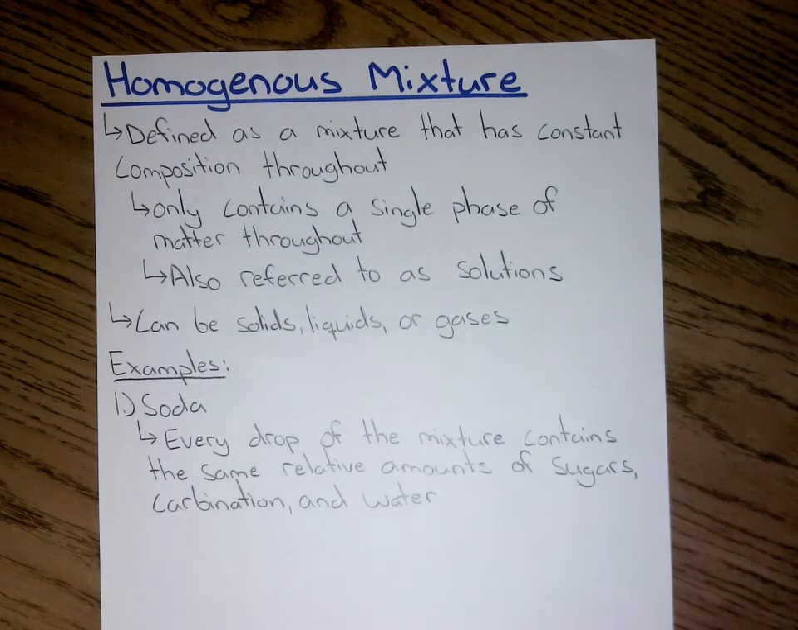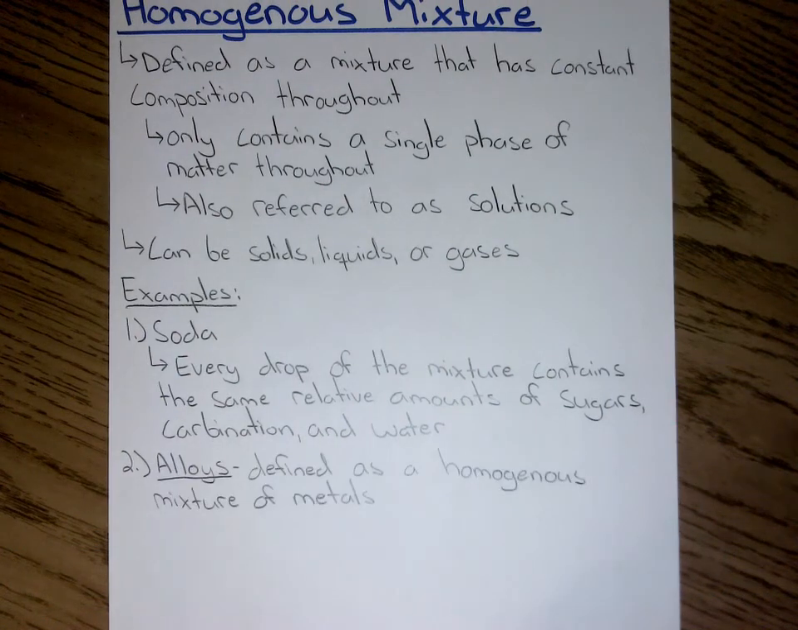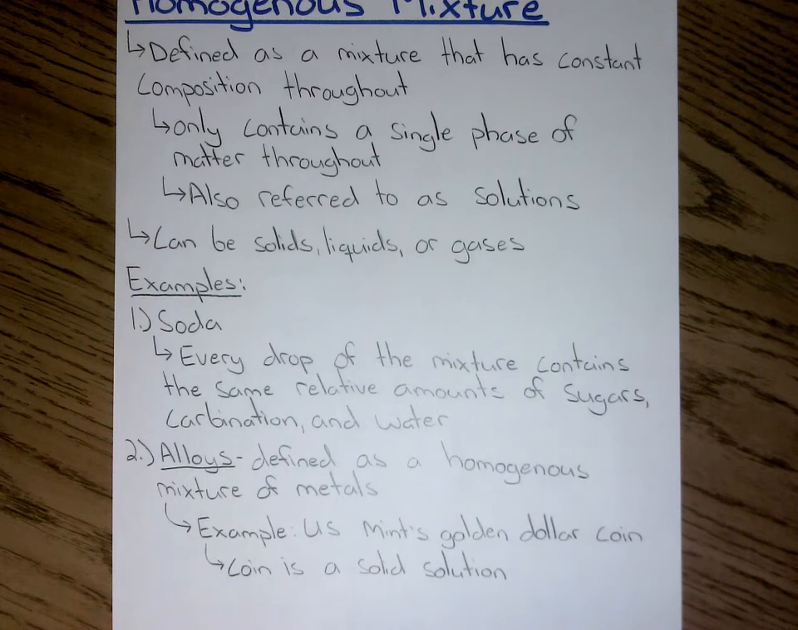Another example of a homogeneous mixture is what we call an alloy. Alloys are specifically defined as homogeneous mixtures of metals. A specific example of a metal alloy would be the US Mint's golden dollar coin. This coin is a solid solution. The alloy itself is composed of 77% copper, 12% zinc, 7% manganese, and 4% nickel.